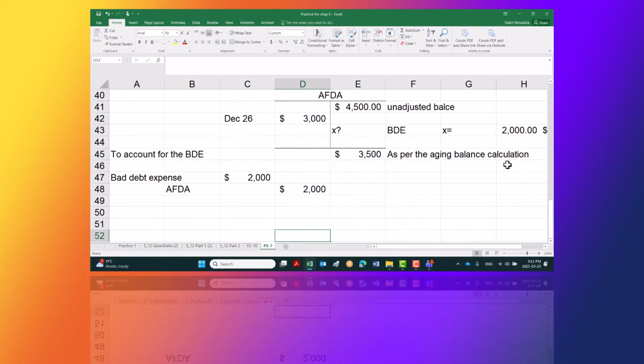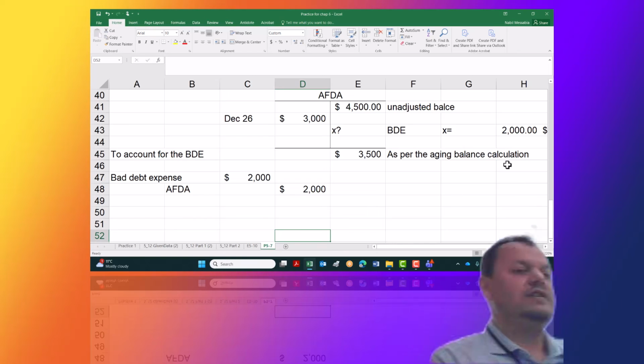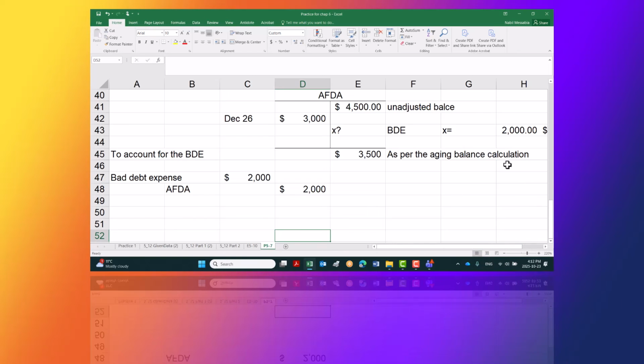That's it. Yeah. Go. Sorry, just to ask, where do we find the unadjusted AFDA balance? The 4,500. Given data. This is on the textbook. It's given on the textbook. It says on page 249. This is already given. They say opening balance unadjusted $4,500.